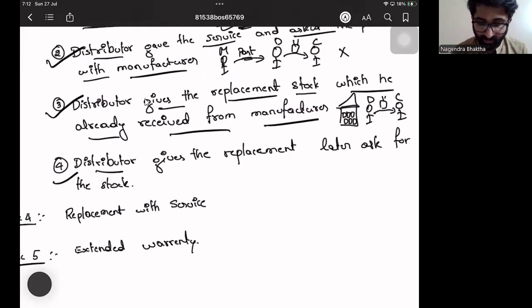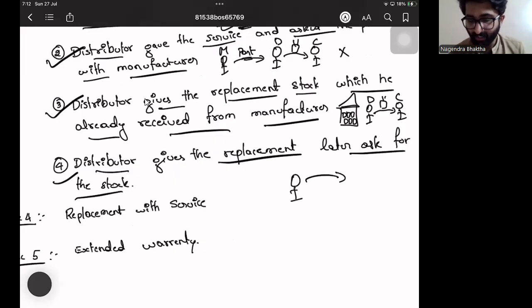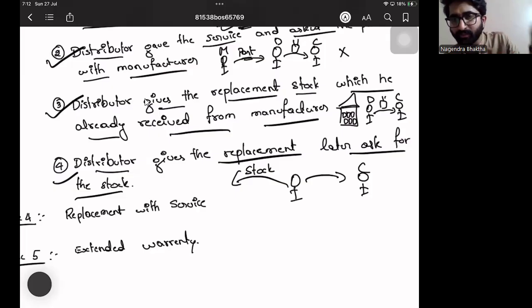Fourth one, distributor gives the replacement, later asks for the stock. Now the distributor gave the replacement to the customer, and later he asked for the stock, not money. Whatever stock was given, he asked for requisition of the stock: give me the stock. So you give me the stock, I'll be happy. So there also, no supply. Anywhere extra payment is there, then there is supply.